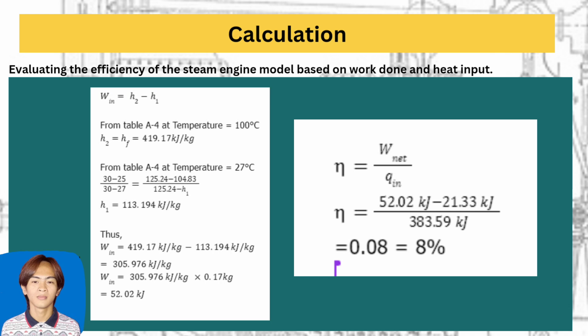Now for the last question, which is the efficiency of the steam engine. First of all, we use the formula W_in equal to h2 minus h1. From table A4, at a temperature of 100 degrees Celsius, for h2 we take the enthalpy of the fluid, and we will get 490.17 kJ/kg. From table A4, at a temperature of 27 degrees Celsius, we don't have the exact value for this temperature, so we do interpolation, and we will get the h1 value equal to 113.194 kJ/kg.